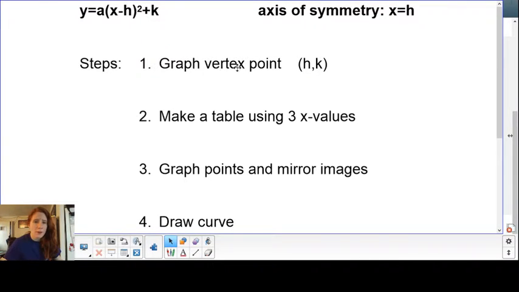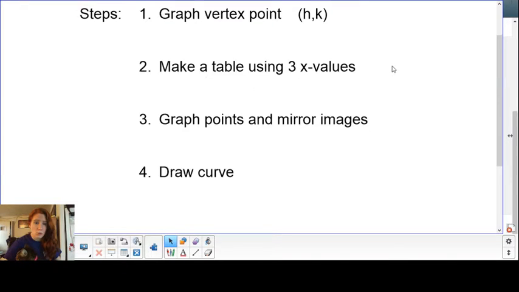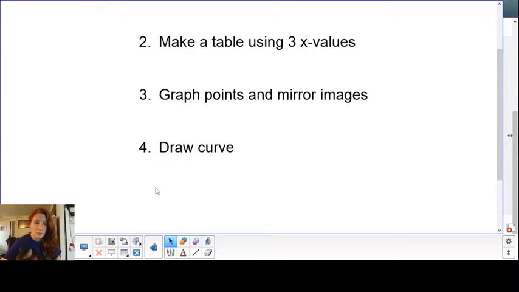So step number 1, go ahead and graph that vertex point of h, k. The line x equals h is going to be where your axis of symmetry is. Then you're going to make a table using 3 values, graph your points and mirrors, and connect the dots.